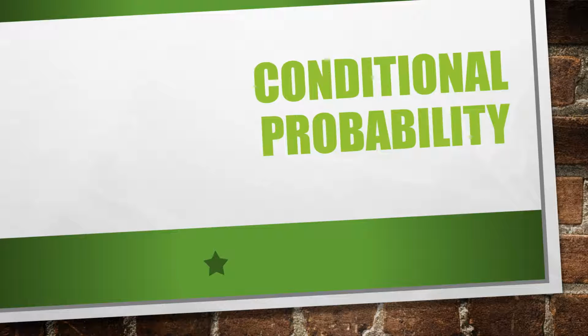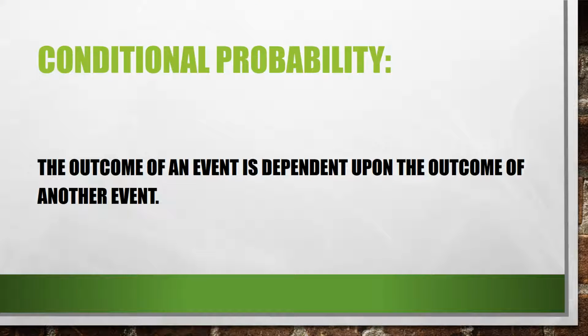Hey guys, we're here to talk about conditional probability, so let's get started. Conditional probability is basically where the outcome of an event is dependent upon the outcome of another event.